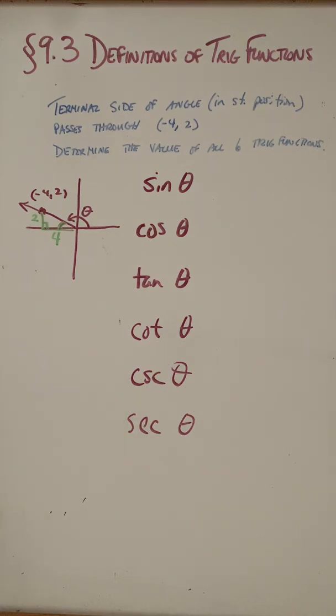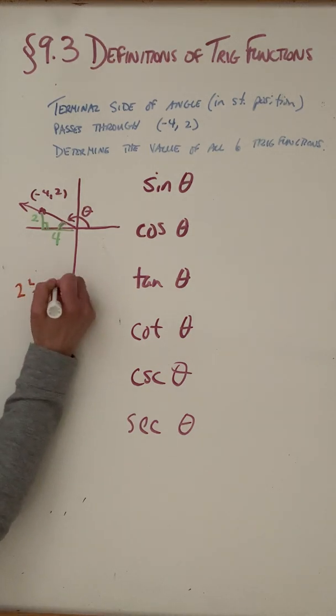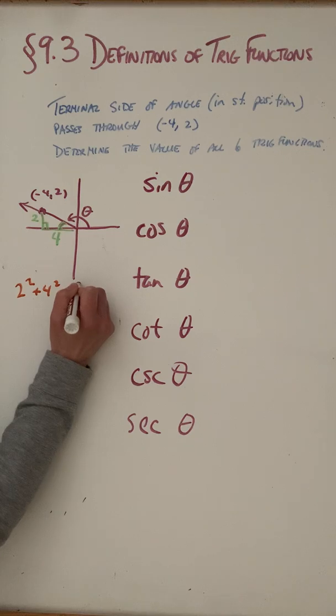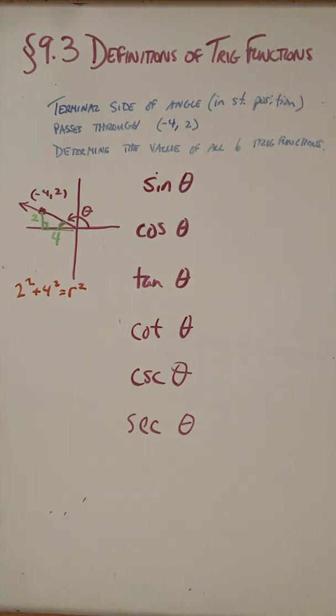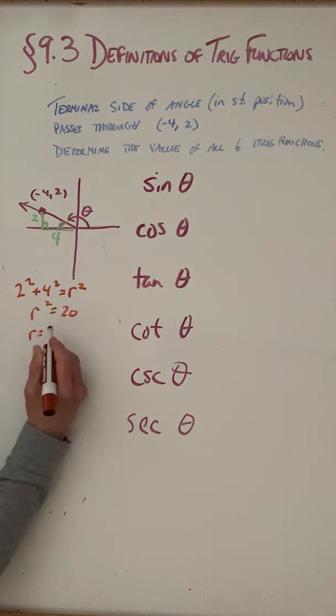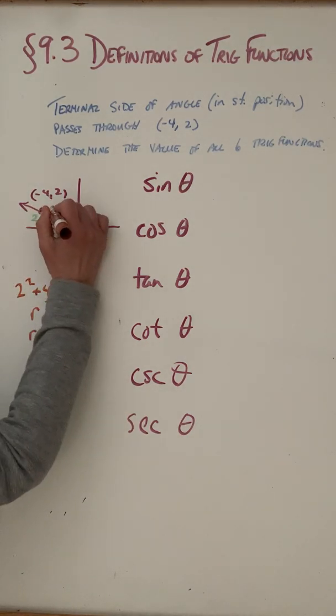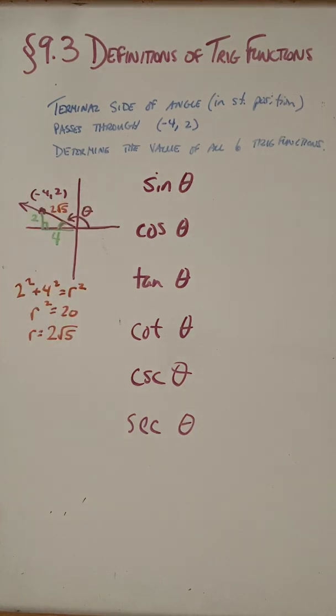So the first thing we need to figure out is what? We need to figure out the length of the hypotenuse, right? So since it's a right triangle, we could use the Pythagorean theorem, right? So we know that 2 squared plus 4 squared is equal to r squared. All right, so r squared is 20, which means that r is 2√5. We are going to simplify our radical. Okay, so I know the hypotenuse of my triangle then is 2√5.